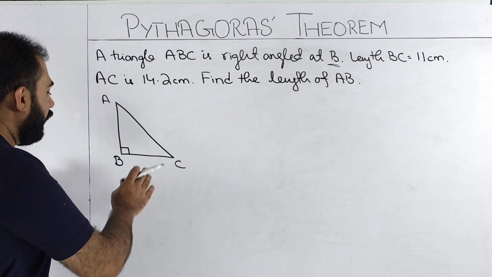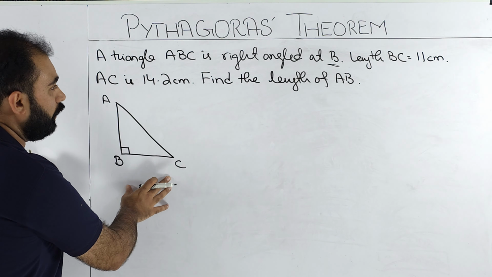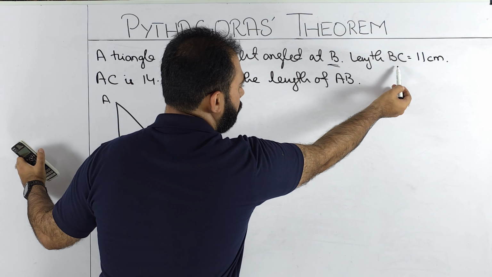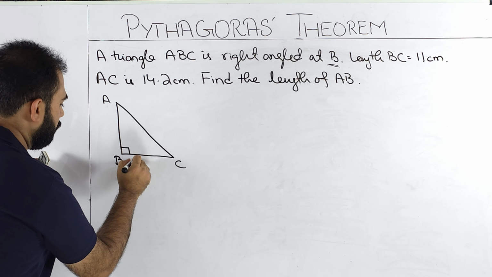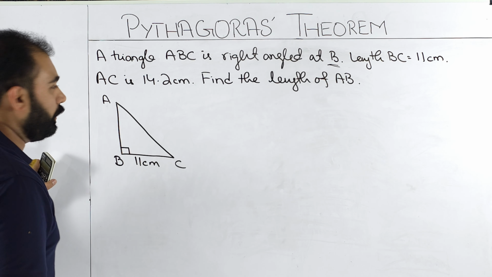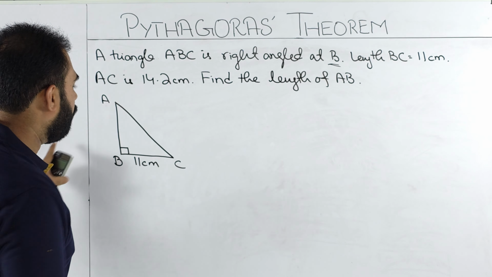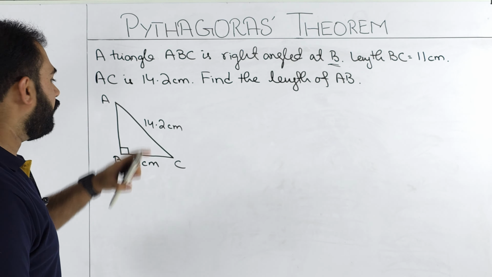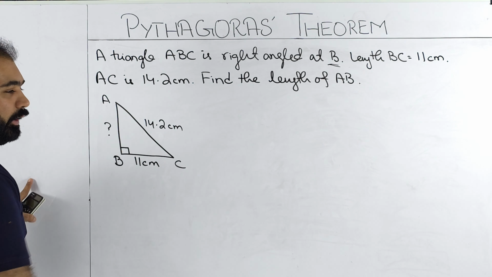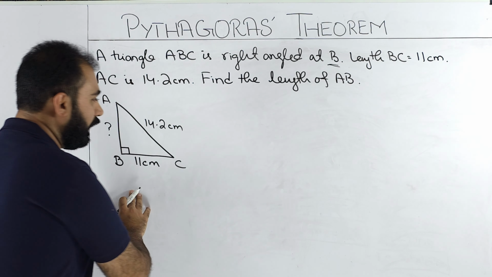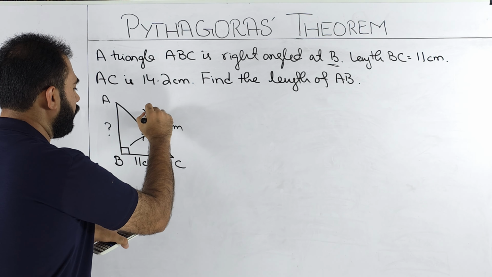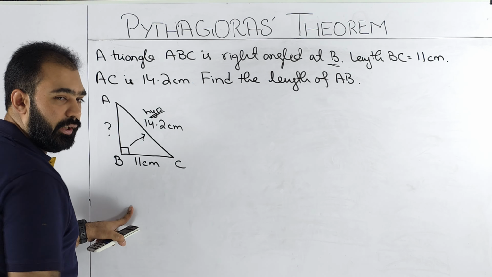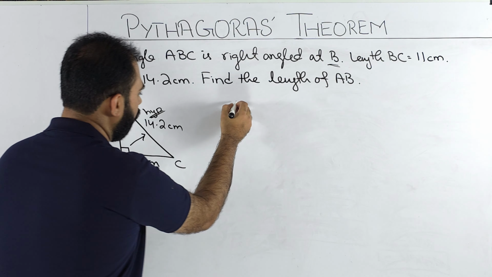Okay, now if this is a right angle triangle, it says length BC is 11 centimeter. AC is 14.2 centimeter. Find the length of AB. We have to find out this length. As it is a right angle triangle, this is the hypotenuse because it is opposite to the 90 degree angle. We are going to apply Pythagoras theorem.